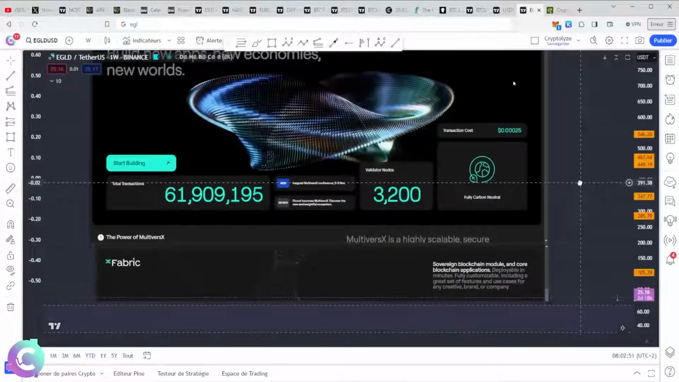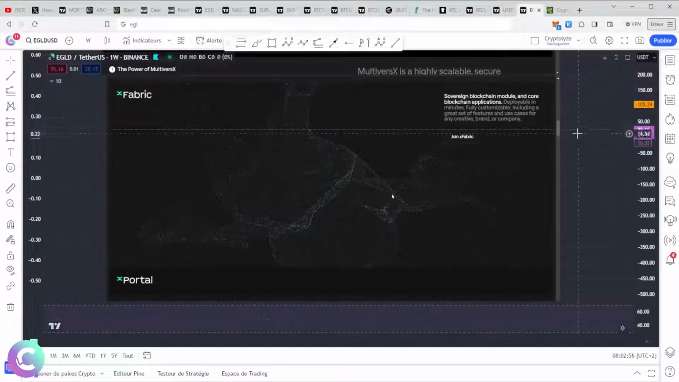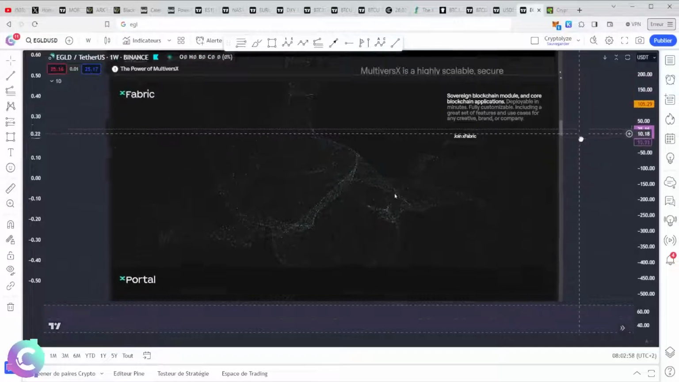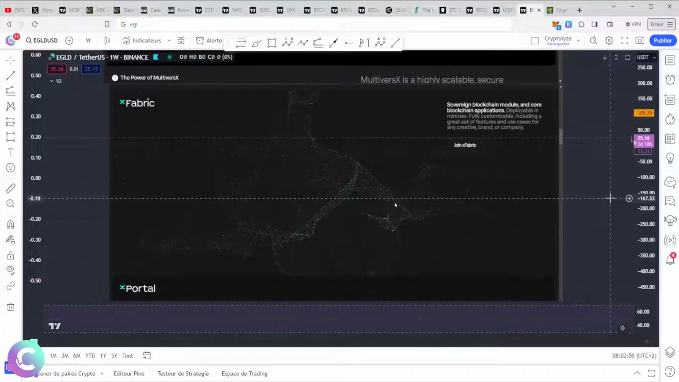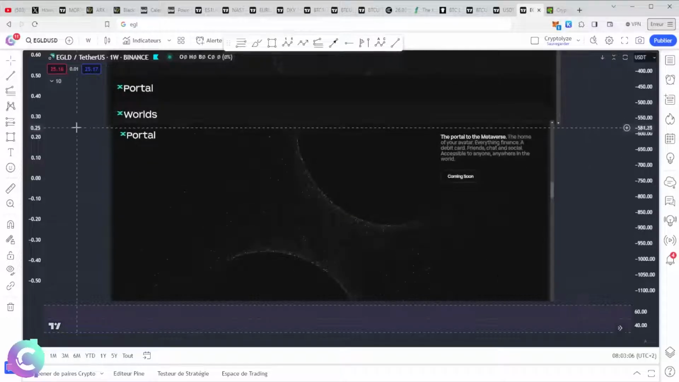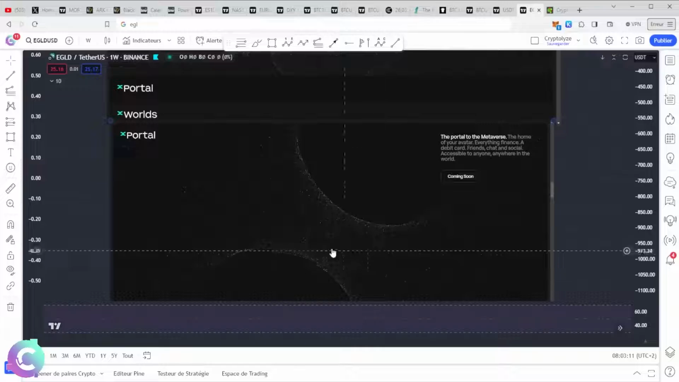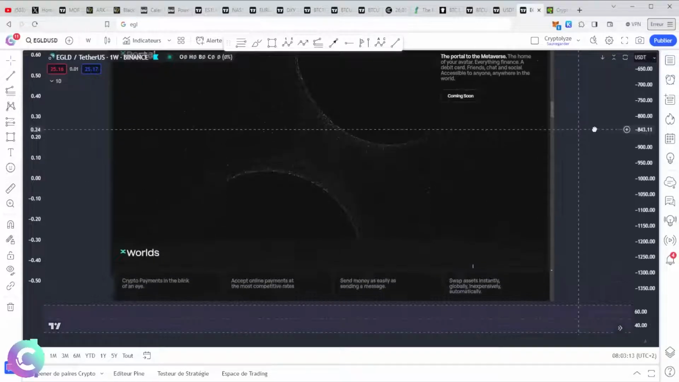They are now targeting the mainstream, so they have built a product called Multiverse X, in which X represents all of the products. We will find X Fabric, which will be the blockchain modules that allow us to build blockchains around that, and applications around the blockchain. We're going to see X World, which is going to be the main portal.